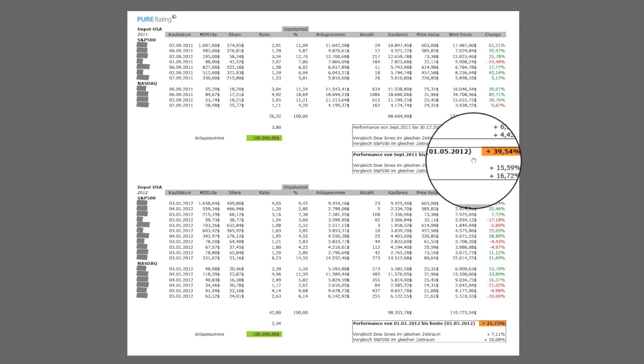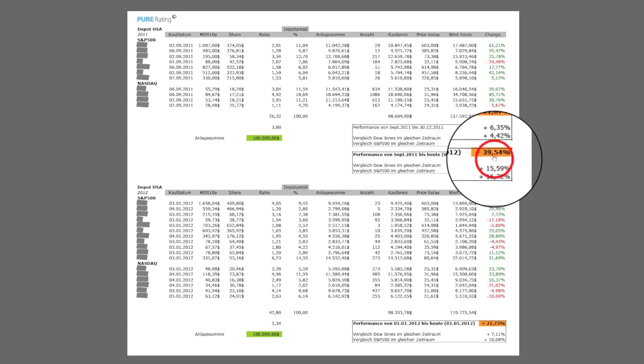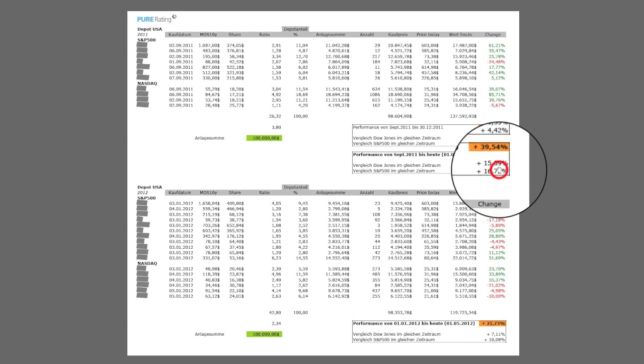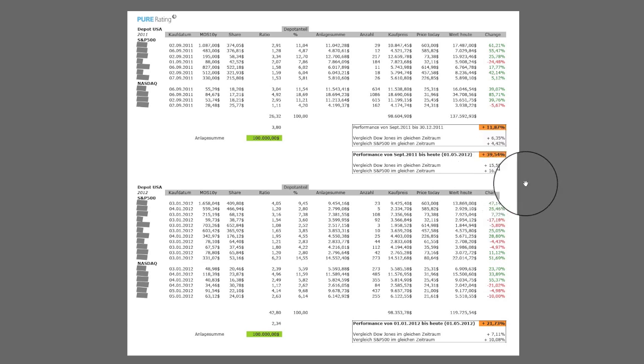Now, year to date, from inception until May 2012, the portfolio actually generated 39.45%, versus the Dow's 15.59% increase, and the S&P's 16.72%. So clearly, our portfolio outperformed the market since inception.